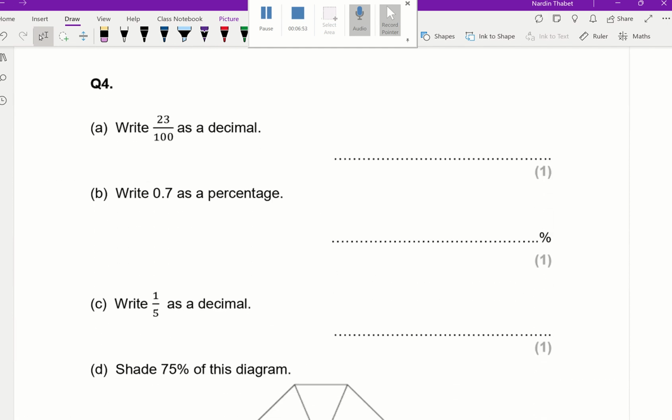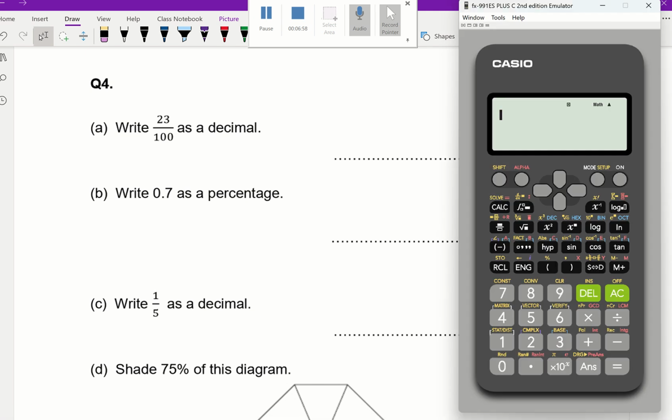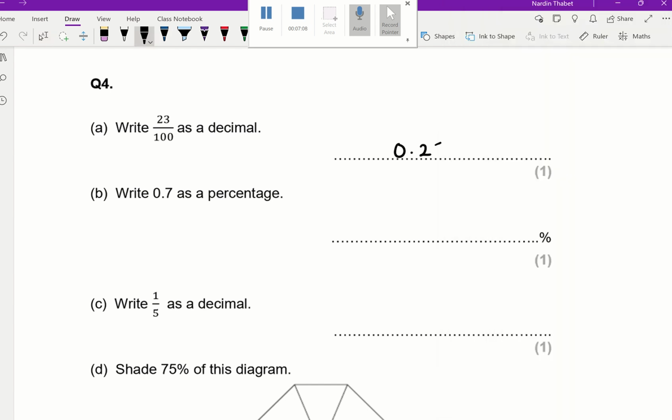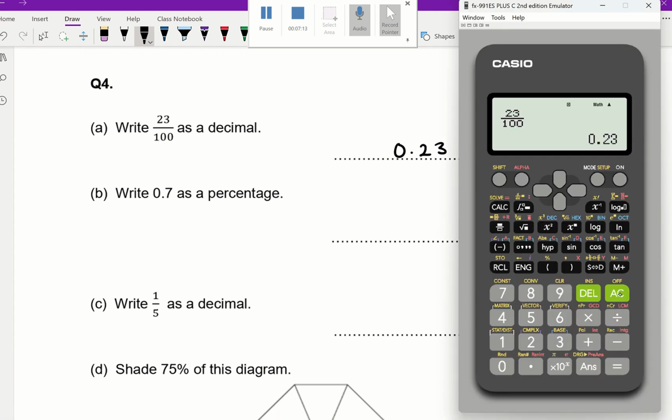Now, write 23 out of 100 as a decimal. A lot of these questions you can do on a calculator. 23 out of 100 equals, and then the SD button, 0.23.